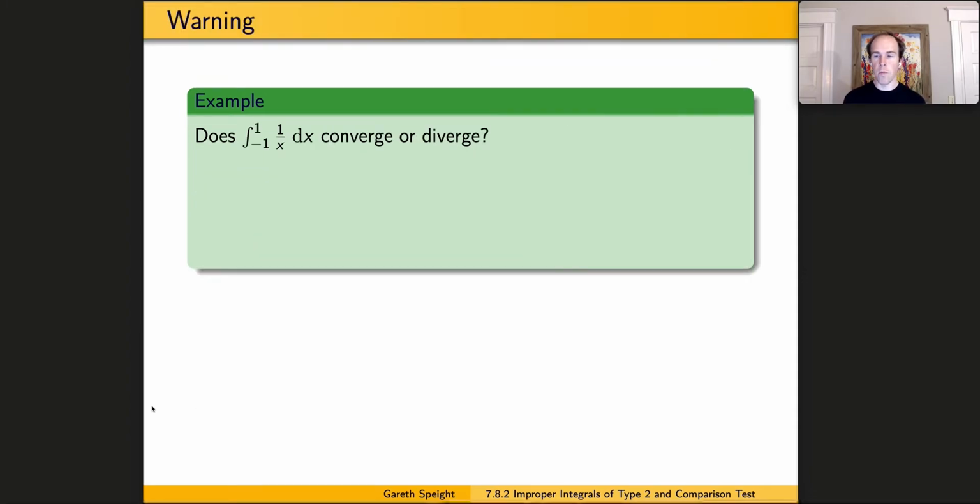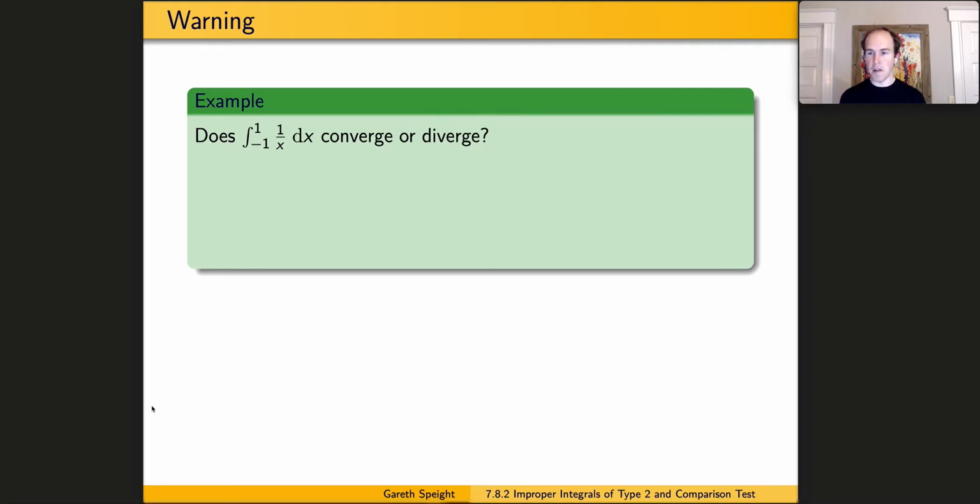Okay, maybe one word of warning, which is with splitting, please be very careful. So for instance, does the integral from -1 to 1 of 1 over x converge or diverge? Looks pretty harmless. So remember, why is it improper? It's improper because at x equals 0, which is in the middle, the function has an infinite discontinuity, right? 1 over x goes to infinity if x goes to 0 from the right, and it goes to minus infinity if x goes to 0 from the left.